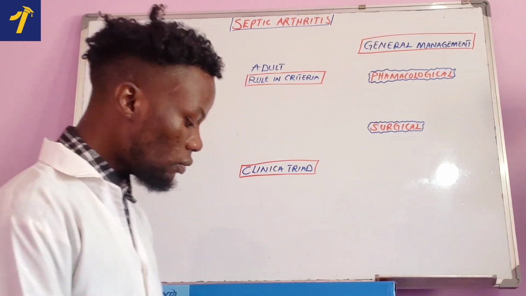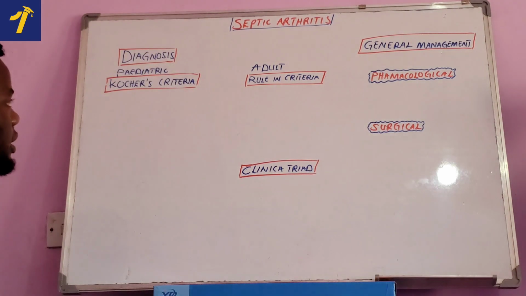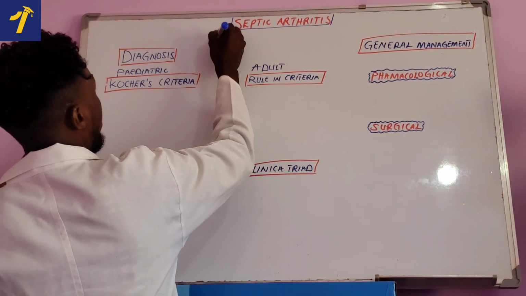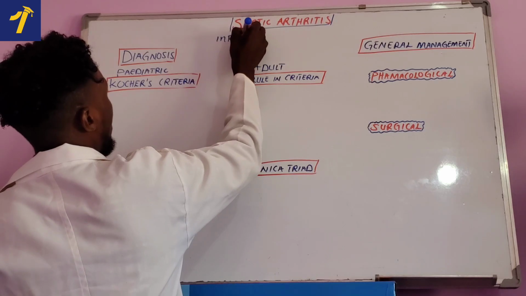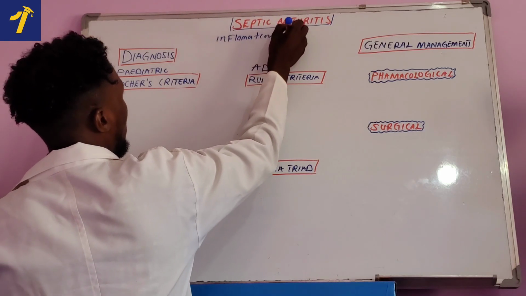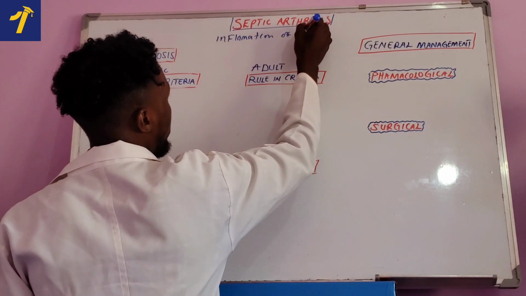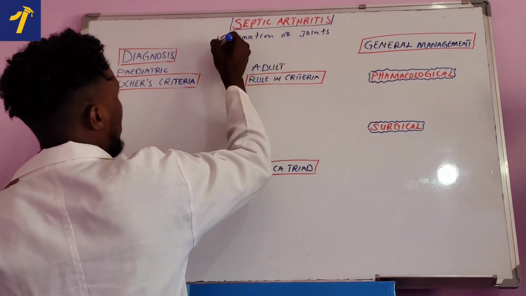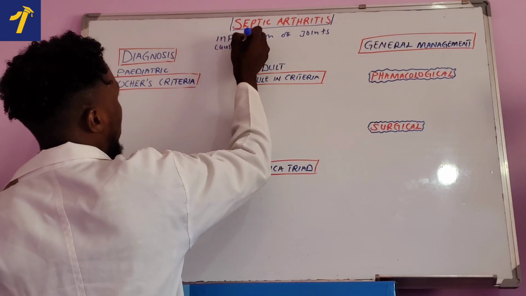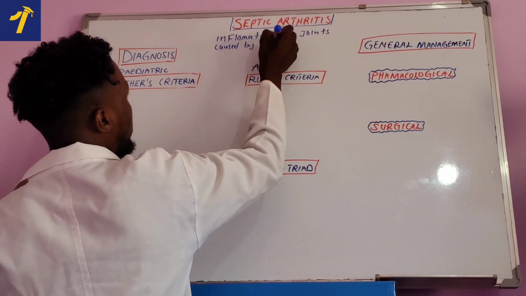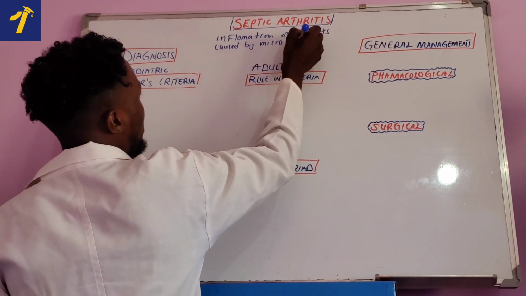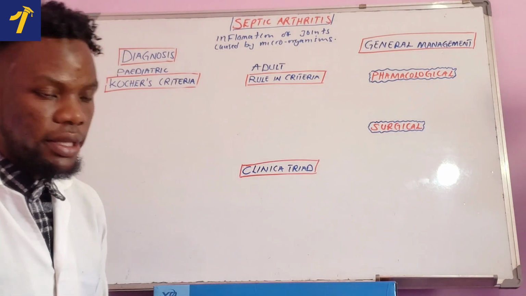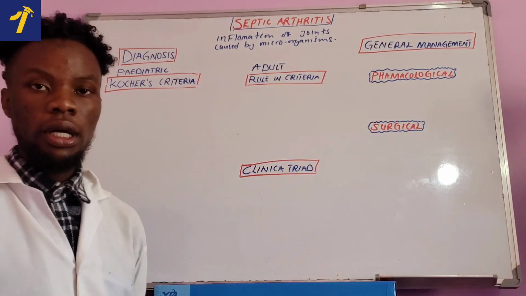All right. Now, just to recap, what is septic arthritis? We said septic arthritis is just an inflammation of one or more joints. So inflammation of joints caused by microorganisms. That's what we call septic arthritis. You need to remember about that.